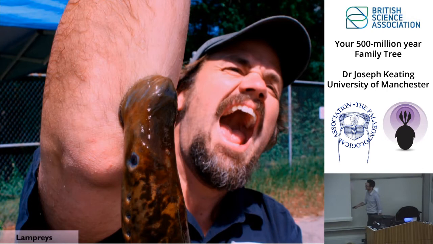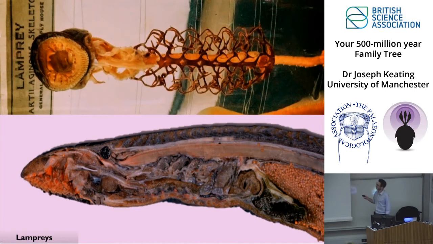I quite like this photo because you can see one of the lamprey's other characteristics. This opening here is the nostril of the lamprey on the top of the head. And unlike jawed vertebrates, lampreys only have one single nostril. They also have a cartilage skeleton, like the sharks. But unlike the sharks, they don't have a vertebral column, so they don't have a backbone. Instead, they just have this rod of cartilage called a notochord.